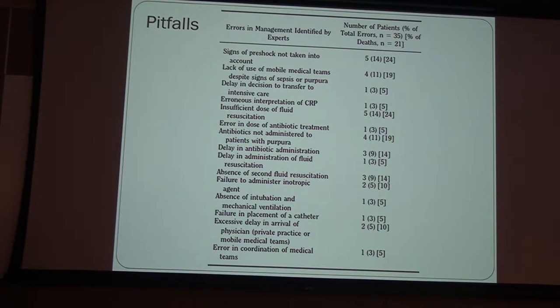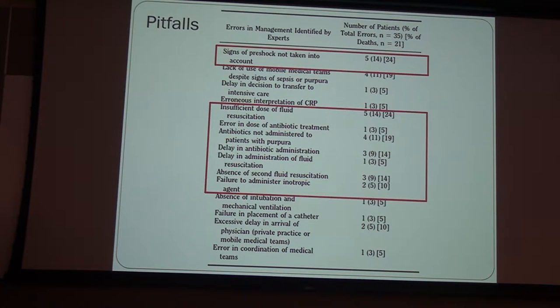So just honing in on some of these. Signs of pre-shock, so your severe sepsis not being taken into account. And remember, you don't need to be hypotensive to have shock. So children who are poorly perfused and don't respond to 40 cc per kilo, they're in shock. Inadequate fluids, error in dosing antibiotics, not giving antibiotics to children with purpura, those are things that we'd all recognize. Delayed fluids, it's easy to delay fluids, it's easy to delay antibiotics if you don't have the right systems in place to get those things done, and if you're not recognizing things.